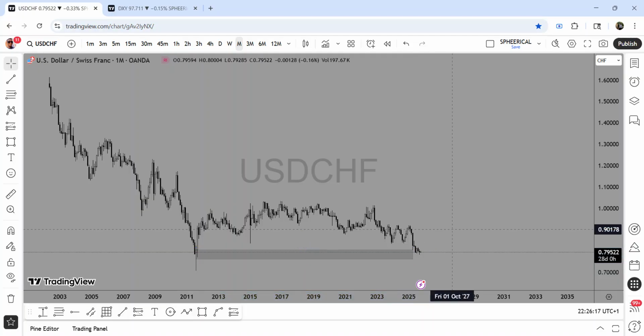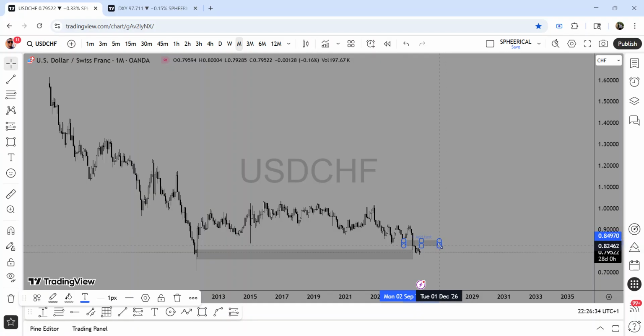So where is our next key level here? My next key level here is this point. This is a failed demand zone. So it's also my next key level, and I will also mark it out.